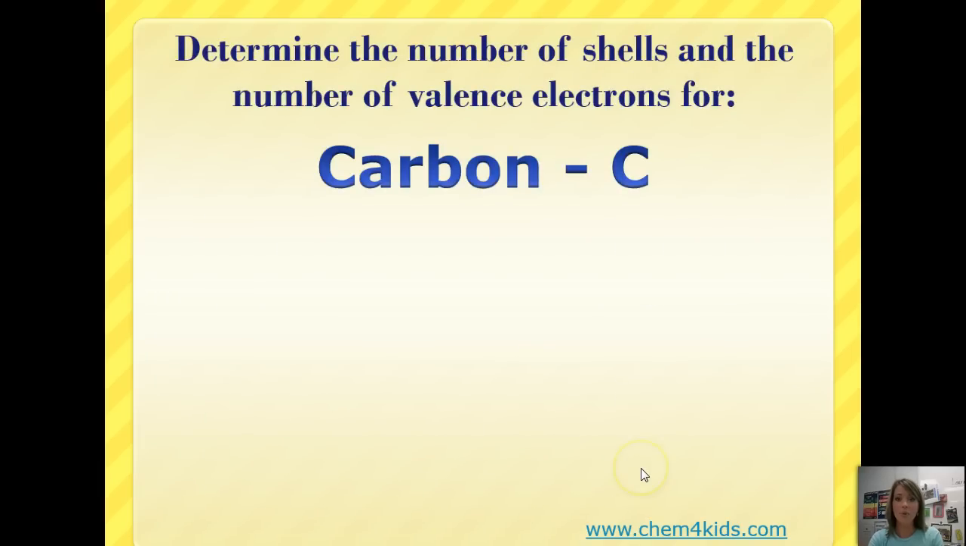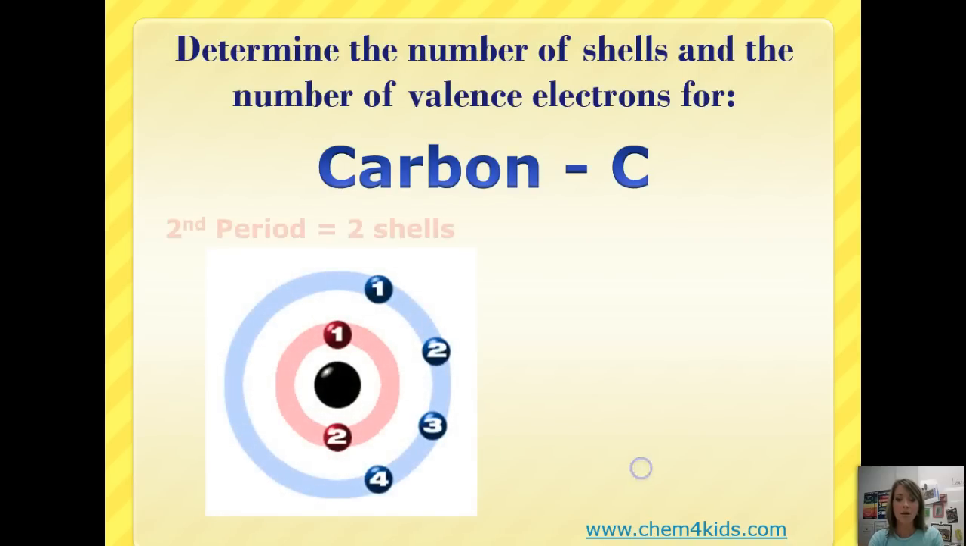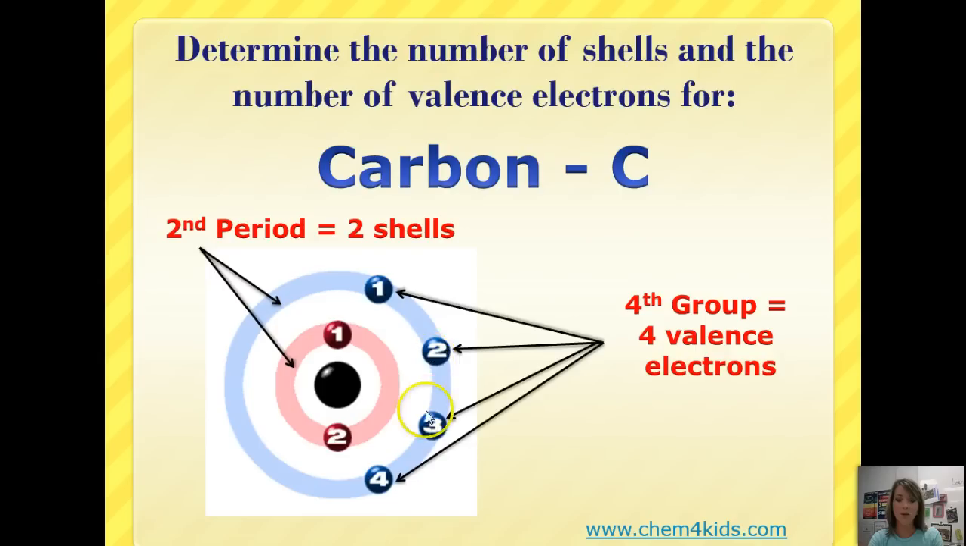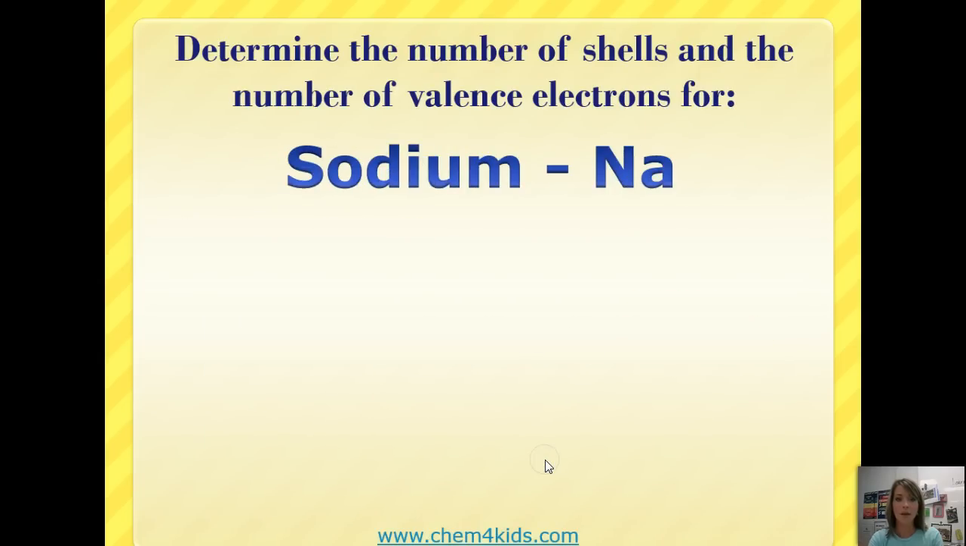All right, let's do some practice. The first one, determine the number of shells and the number of valence electrons for carbon. Well, carbon, when you draw it out, looks like this. It's in the second period, which means it's in the second row, so it has two energy levels, 1, 2. It has 4 valence electrons because it's in the fourth group. Remember, skipping the transition metals, it has 1, 2, 3, 4 outside electrons.